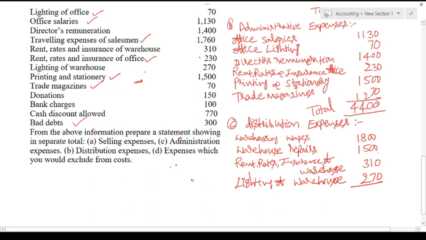Now we have to add the expenses of distribution: 1800 plus 1500 plus 310 plus 270, it is 3880 rupees distribution expenses. After finding the distribution expenses, now we need to identify the expenses which you would exclude from the cost sheet. The costs which are not shown in the cost sheet have to be shown separately.